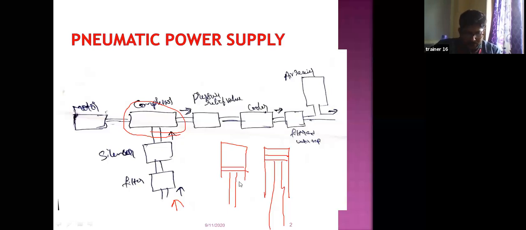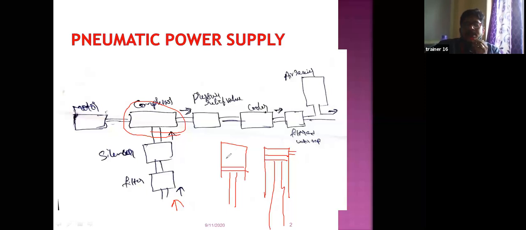Here, if you see clearly, this is the first position in the compressor. When the air is sucked, that means the piston moves from top to bottom, right? Top to bottom. Inside, the air is sucked. Here it is completely air. Air is sucked in here. And then the next one is it moves from bottom to top. Thereby, the air gets compressed.